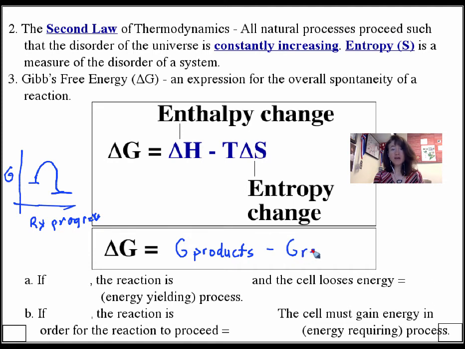And if we look at this overall spontaneous reaction where products are at a lower energy state than reactants, we know that this value for the free energy of products will be lower than that for the free energy of the reactants, leaving this as a negative number. So this is another way to look at overall free energy change.